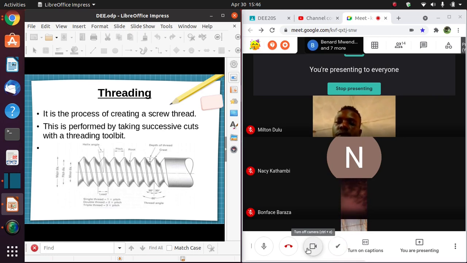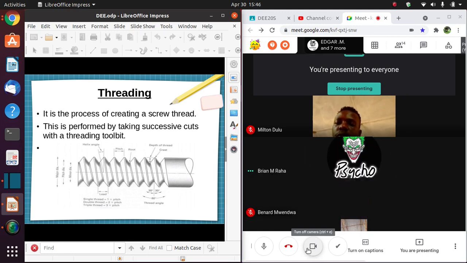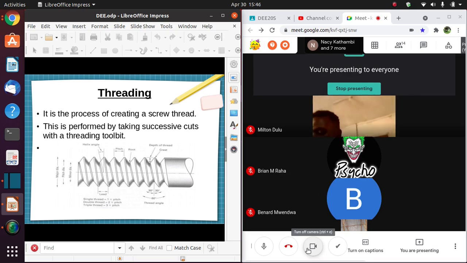Kila mtu hapa ametumia screw, umetumia nut na bolt. We have come across threads in our entire lives, tunajijua. So that process of creating those helical threads by successively cutting pieces of metal using a tool bit, a threading tool bit, that is known as threading.